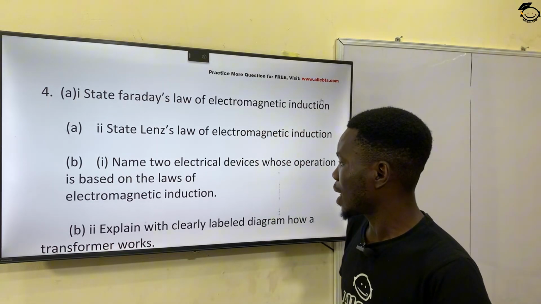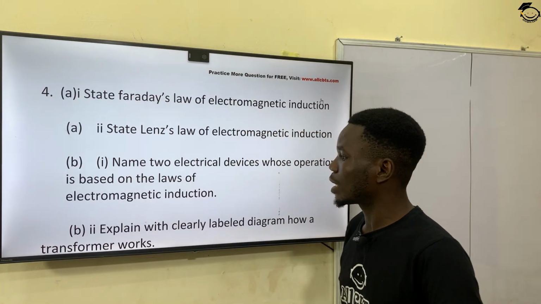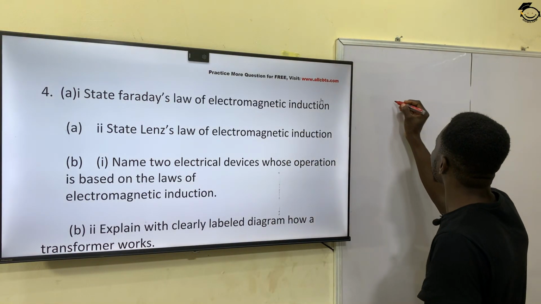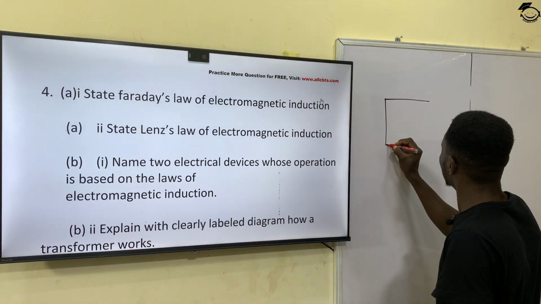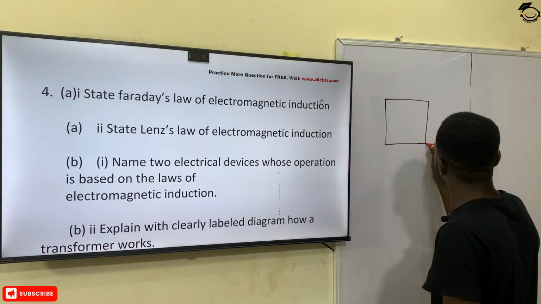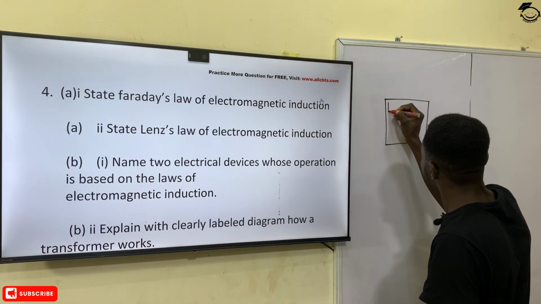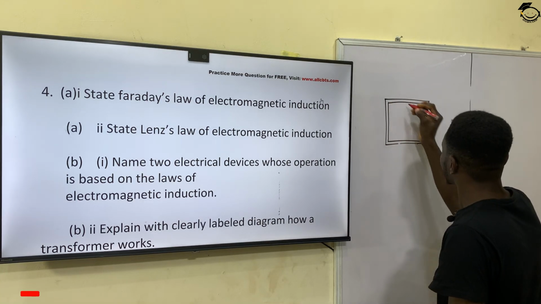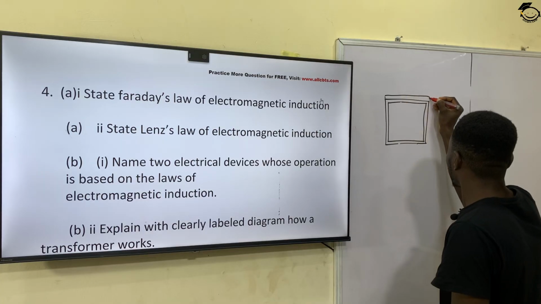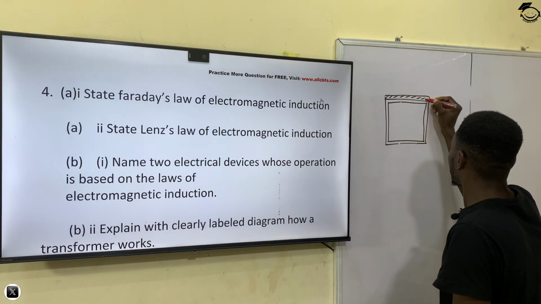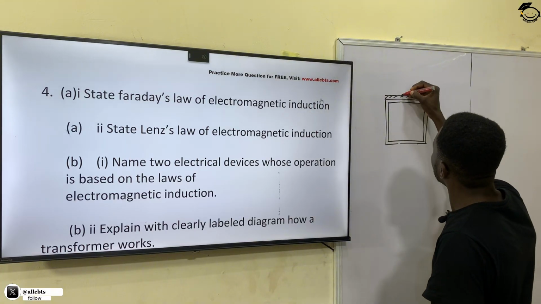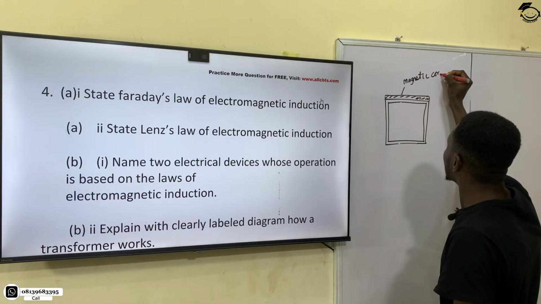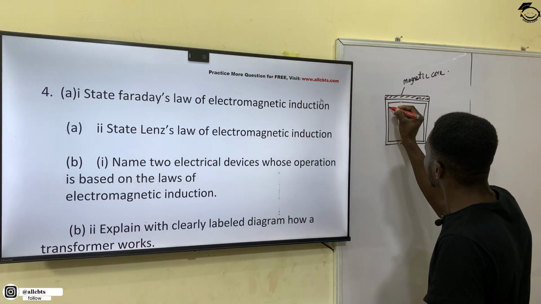Moving on to the next question, it says, explain with a clearly labeled diagram how a transformer works. So look at this diagram. This is the diagram of a transformer. So this here is your transformer. You can have your magnetic core. Then you have your windings.